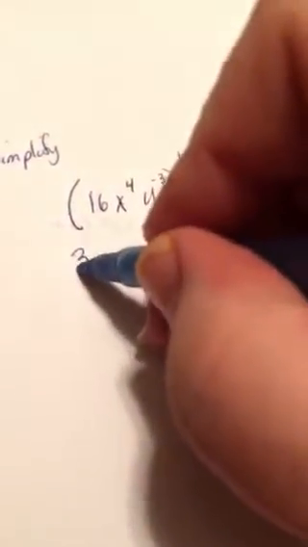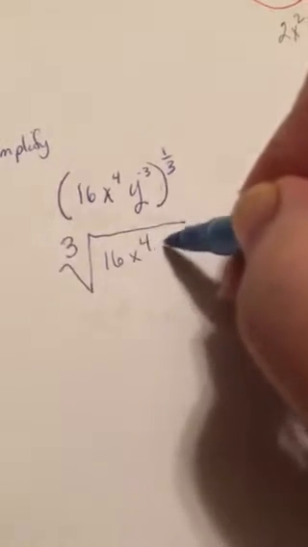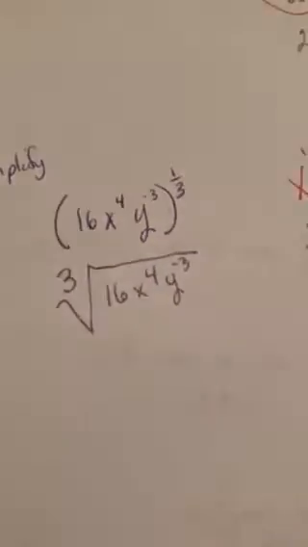Okay, number 12. I want you to recall that if you have an x to the 1/3, that means this bottom number is the index on a radical, so you could call this the cube root of x. That's the idea that we want to keep in mind when we're working on this problem. So saying this has an exponent of 1/3 is the same as saying what is the cube root of 16x to the 4th y to the -3.